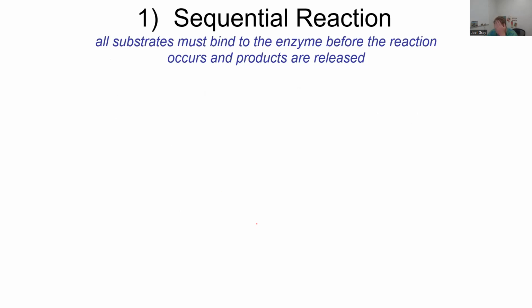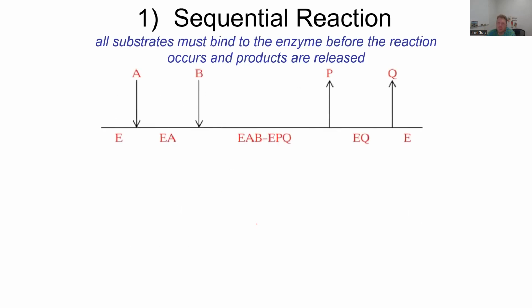First we're going to look at a sequential reaction. So we have sequential versus ping pong. In a sequential reaction, all substrates must bind before the reaction occurs and products are released. Here's an example of that. Below the line, we have written E for our enzyme. Then the first thing that's introduced is A, our first substrate, and we form this EA complex. That's the enzyme and substrate number one.